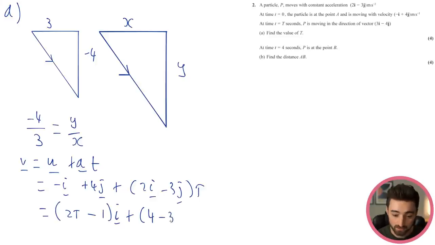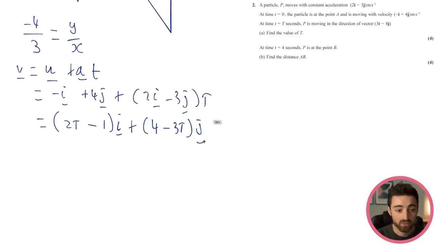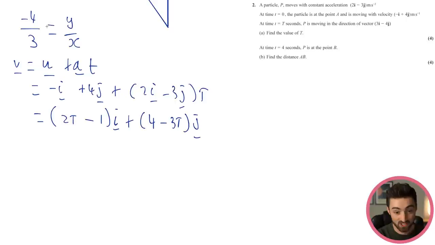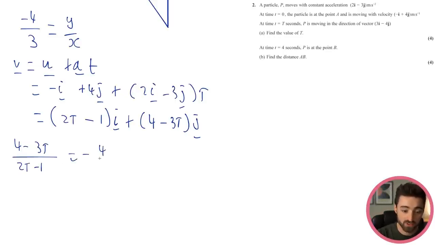So what do we now know? We now know that my y, which I set to be whatever we have in j, so my 4 - 3t divided by my i, which is 2t - 1, is going to equal -4/3, and we have ourselves an equation, right?